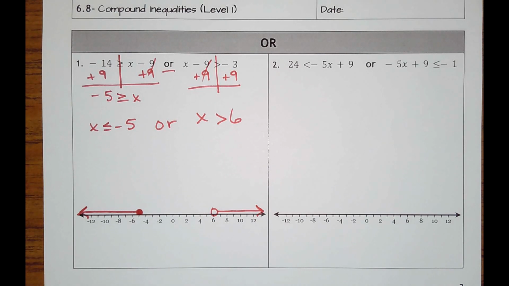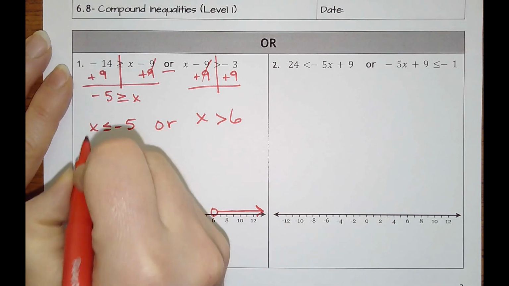So see how it could be anything this way or anything this way, but it can't be anything in between, and it can't be on an open circle. Does that make sense? Yeah. Okay, perfect. Let's try another one.